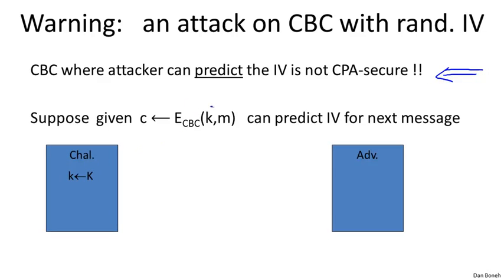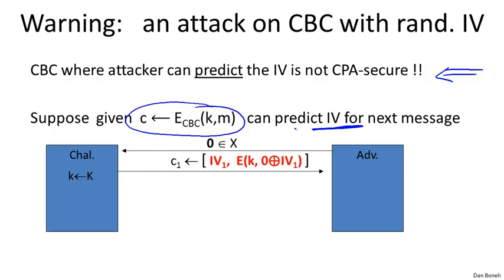Suppose it so happens that given the encryption of a particular message, the attacker can predict the IV that will be used for the next message. Let's show that the resulting system is not CPA secure. The first thing the adversary does is ask for the encryption of a 1-block message, and that block is going to be 0. What the adversary gets back is the encryption of the message, namely 0, XOR the IV. The adversary also gets the IV. By assumption the adversary can predict the IV that's going to be used for the next encryption. Let's call that IV, well, IV.